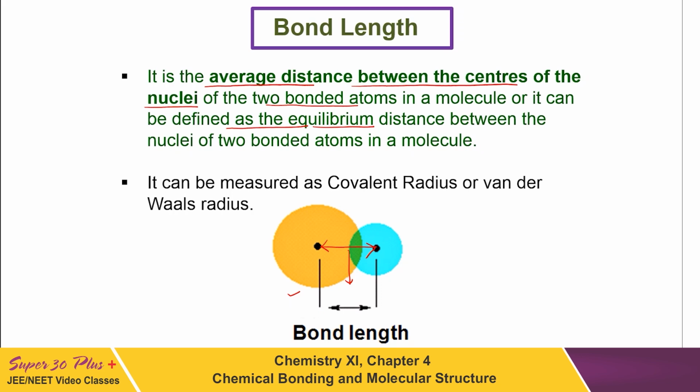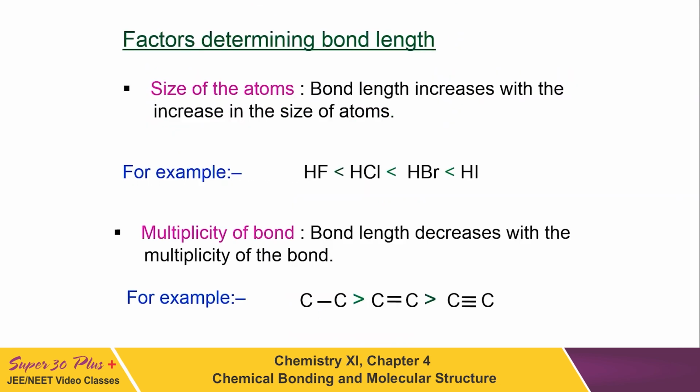This bond length can be measured as a covalent radius or the van der Waals radius, or sometimes metallic radius or ionic radius, right? So which factors determine the bond length? Size. Bond length increases with the increase in size. If the atoms are smaller, bond length will be less, and if the atoms are larger, definitely bond length will be more. So bond length increases with the increase in size of the atom.